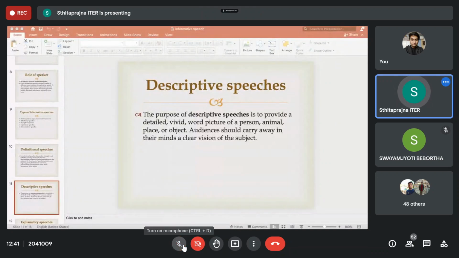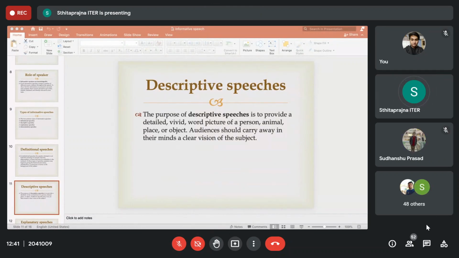Yeah, now am I audible? Okay. Yes, ma'am. So descriptive speeches or descriptive writing, you know, gives a very detailed and vivid word picture. So you literally paint through words, not through brushes, but through words. So if you go on to read good stories, good narratives, you see how nicely they have painted the entire scenario with their words. There is every detail, minute details.